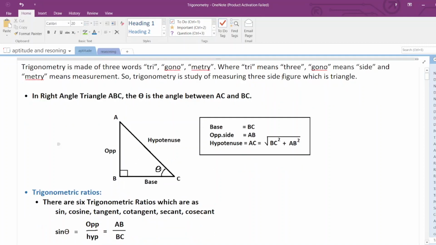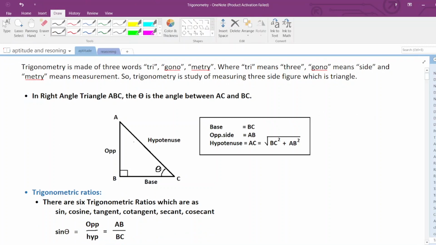So here I have taken a right angle triangle, right? This is a right angle triangle. The angle at B is exactly 90 degrees, perpendicular, right? So this is like a perpendicular, correct? This is perpendicular. At the perpendicular, the angle is 90 degrees.